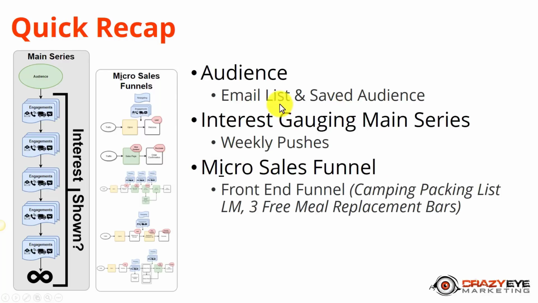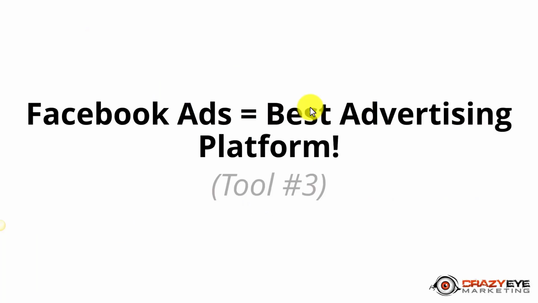And we've gone ahead and discussed the front end funnel. And in our particular case, we have a camping packing list lead magnet. And then we're offering the 3 free meal replacement bars. And then we have the 2 one-time offers and the downsell. And so now it's time to talk about pumping your sales funnel full of traffic and people and leads and customers and all that stuff. And really the best way to do it is with Facebook ads, because it is the best advertising platform ever, and it is the third tool that you need to master.